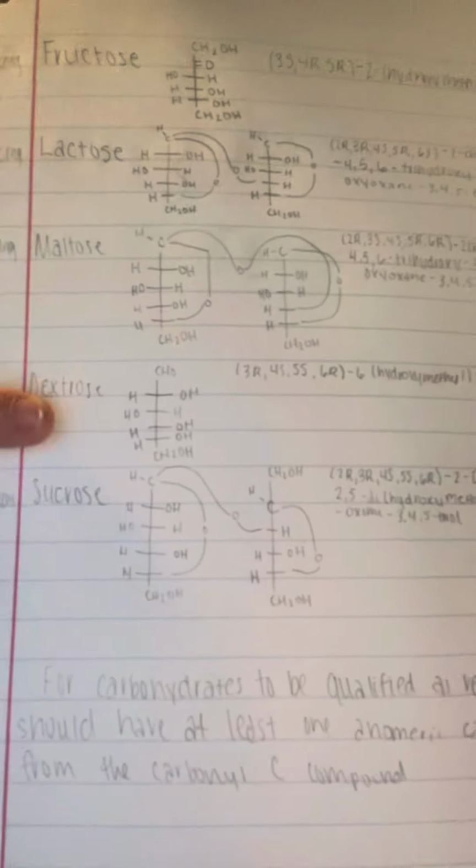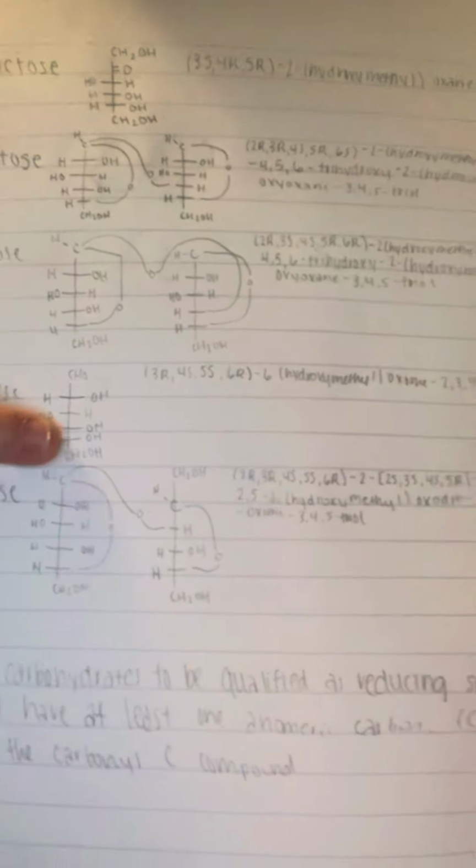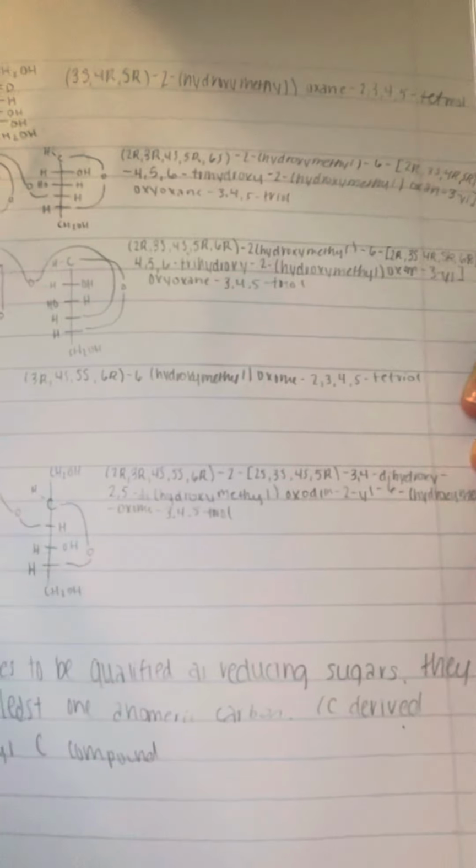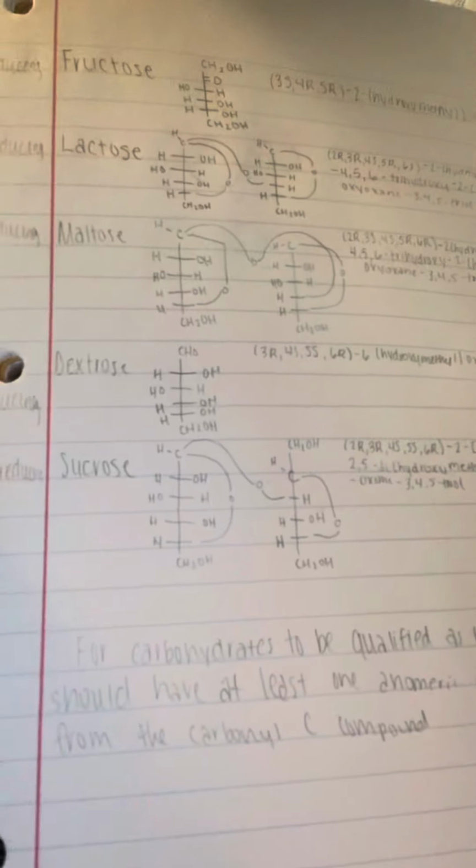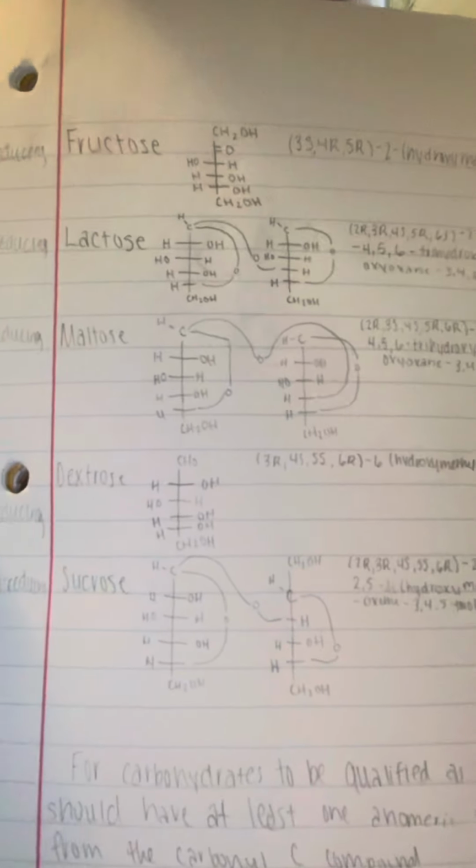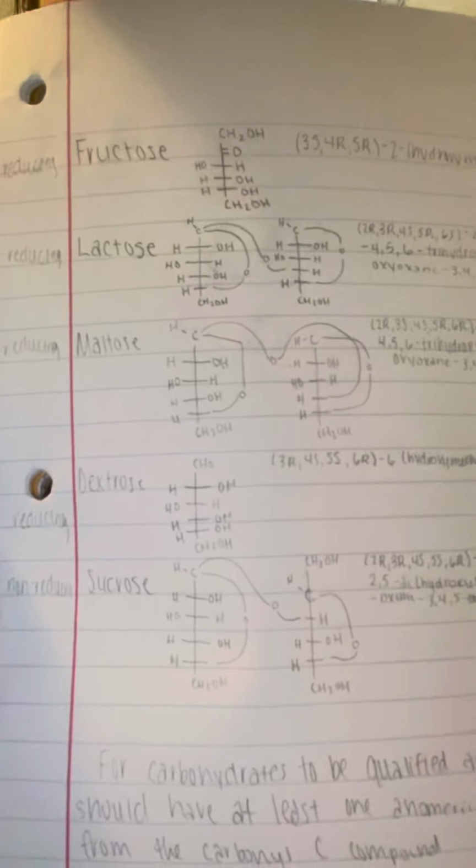Dextrose is down here in the structure and the IUPAC name. And then sucrose is here and the IUPAC name. And sucrose was the one that we found was non-reducing.